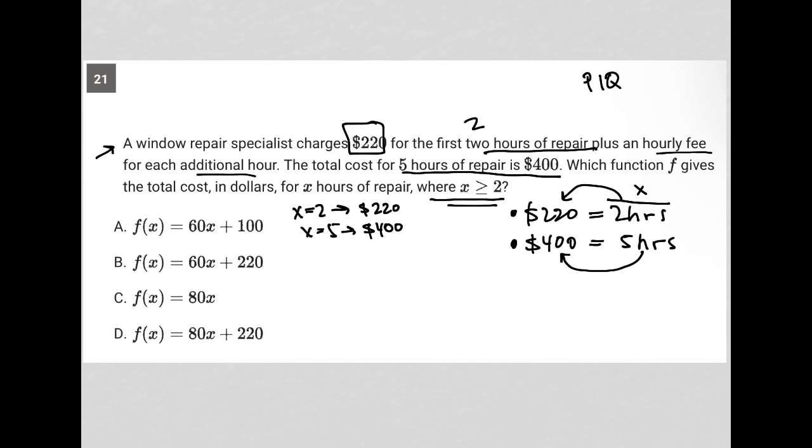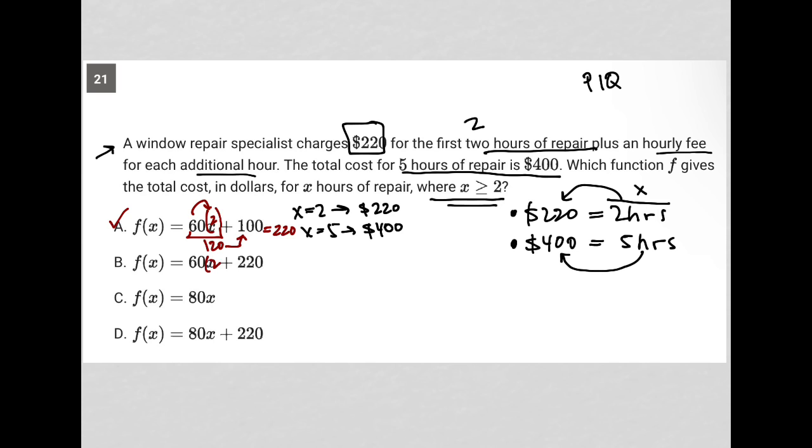So let's try that. Choice A, if x equals 2, right? So if I replace this with a 2, I'd have 60 times 2, which is 120. 120 plus 100 is 220. So that's pretty good.